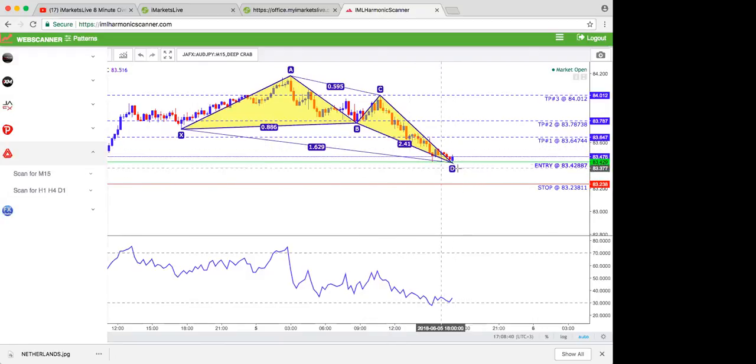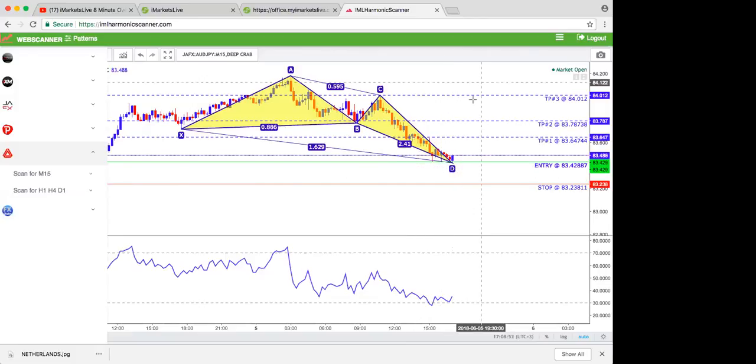D is at the very bottom of the formation, that means it's telling you the market is going to be a high. Let everyone know when they see the D at the bottom, it's a buy. When the D is at the top of this yellow pattern, that means it's a sell. So make sure you understand that.